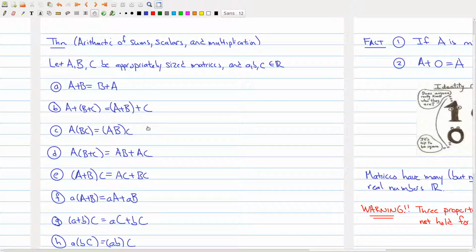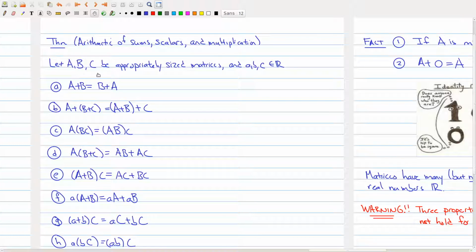Welcome to the last part of lecture 11 on matrix operations. So we've defined our operations, and now what we want to do is just look at some of the properties that these operations have. The following theorem lists a whole number of facts about how sum, scalars, and multiplication, these three operations on matrices, interact. And so I'll quickly run through the theorem.